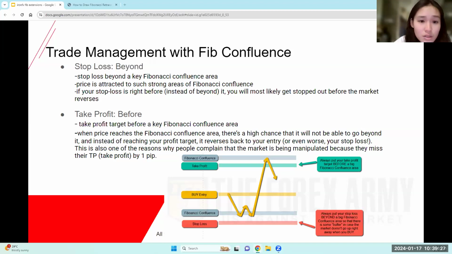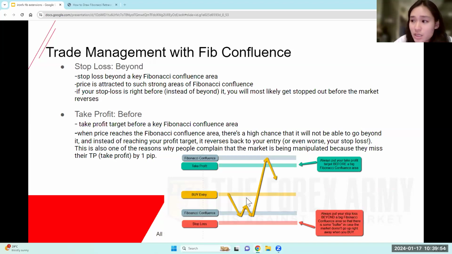So firstly, your stop loss would be placed beyond. This means that you would place your stop loss beyond a key Fibonacci confluence area. The reason for this is because more often than not, price is attracted to such strong areas of confluence, and if your stop loss is right before instead of beyond it, you will most likely get stopped out before the market reverses. So that's basically what I mentioned earlier.